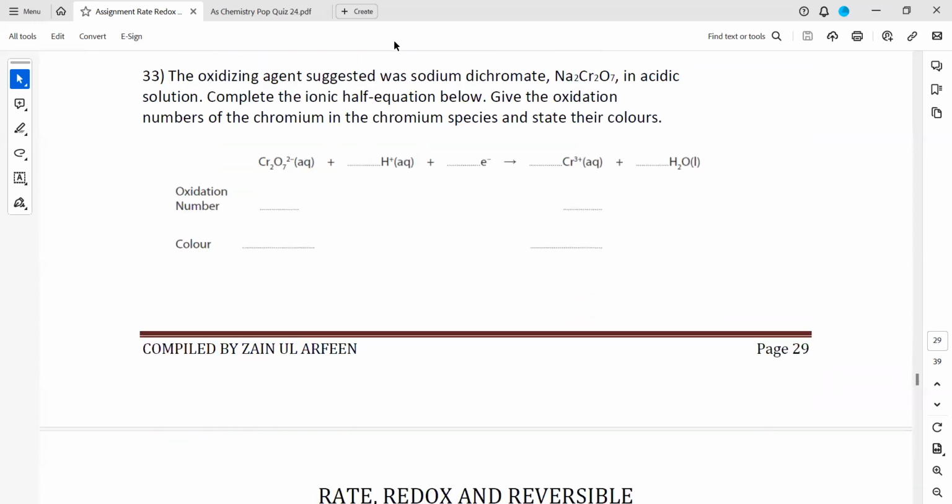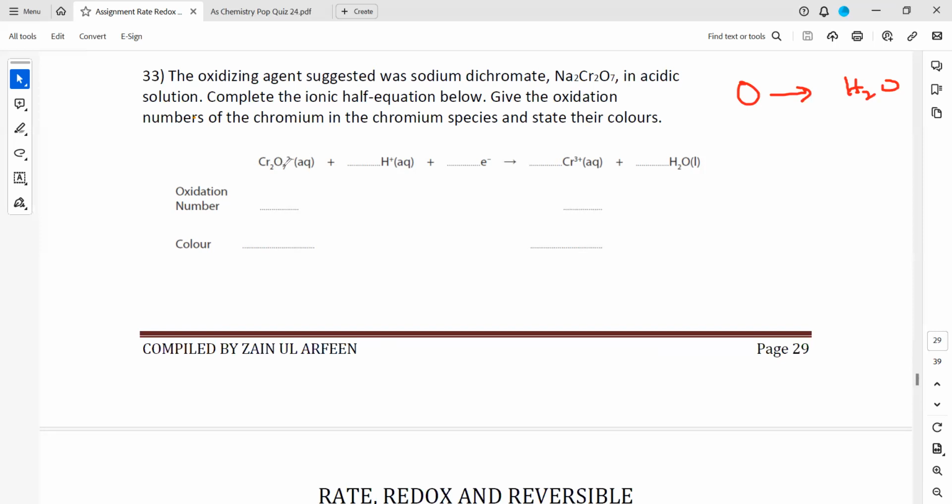Next is question 33. The oxidizing agent suggested was sodium dichromate in acidic solution. Complete the ionic half equation and give the oxidation number of the chromium. First, how to balance the redox equation? Look, first we start balancing with oxygen, and to balance oxygen, we add water. However many oxygen there are, we balance with the same number of water molecules.